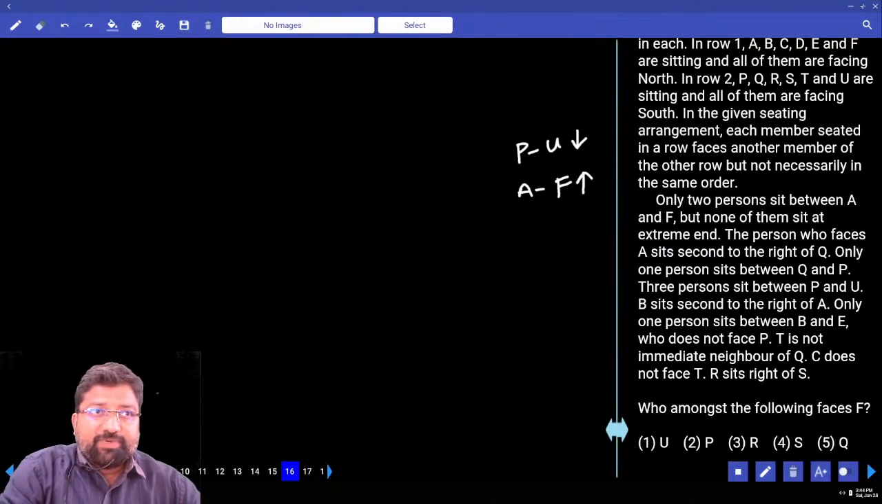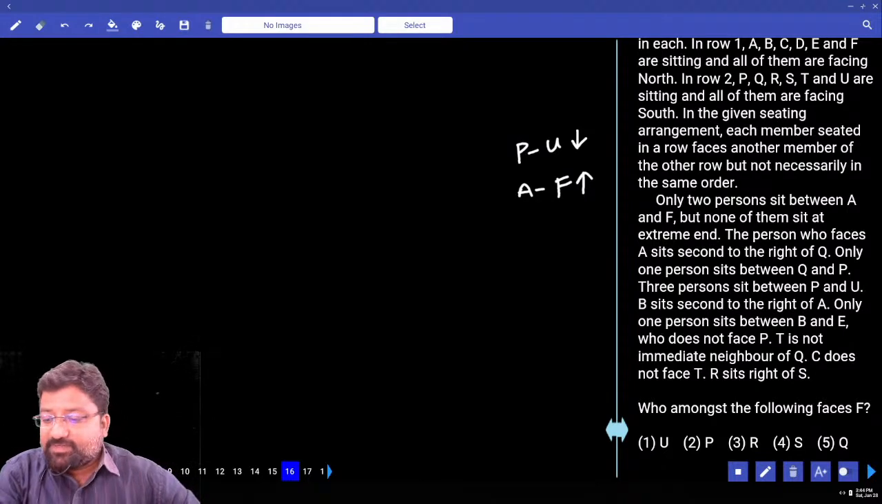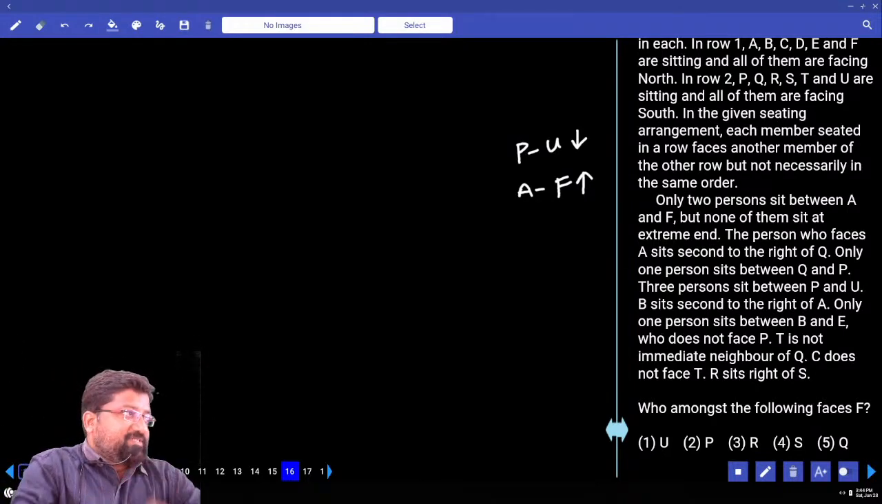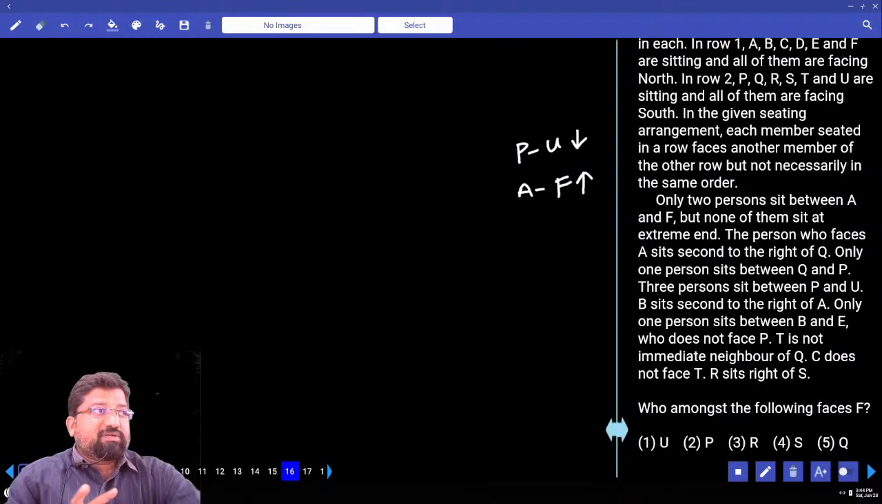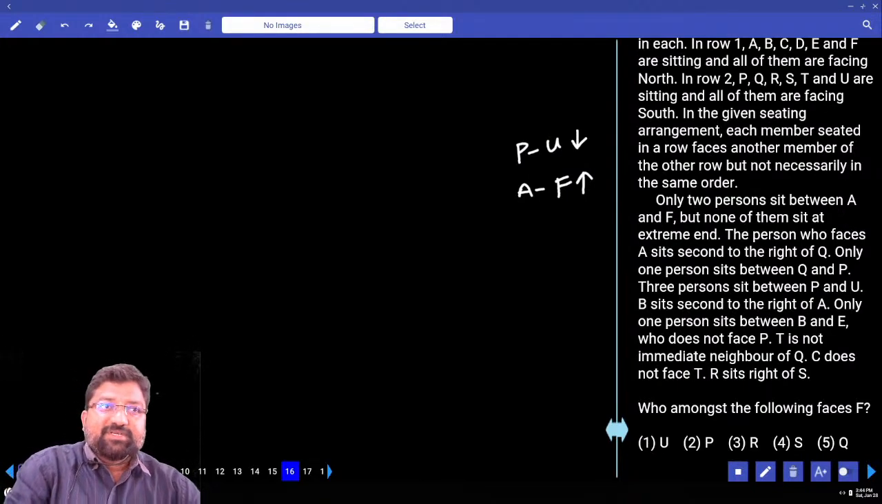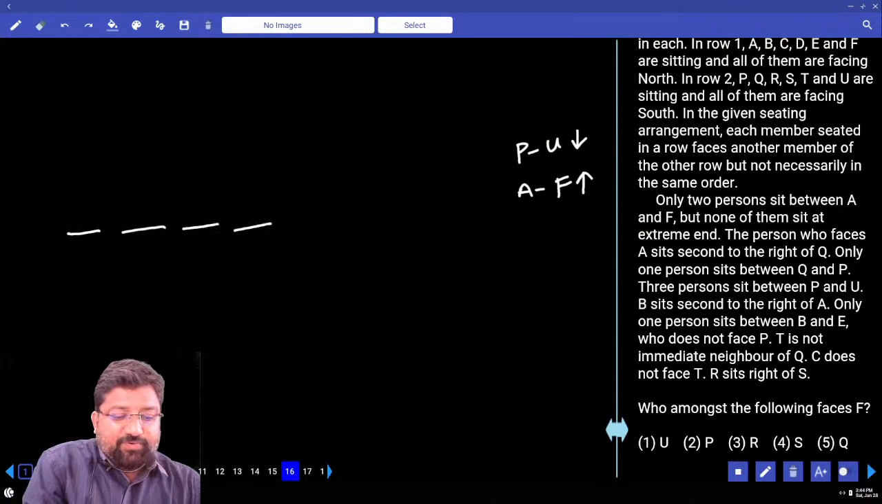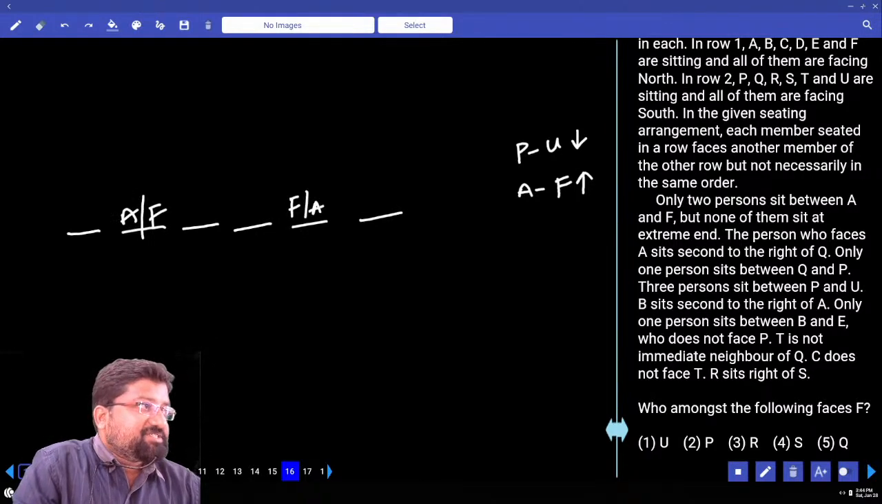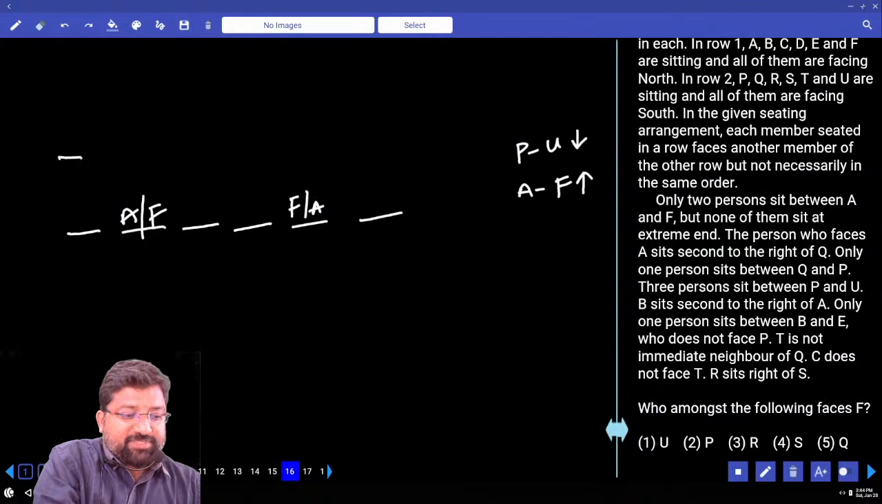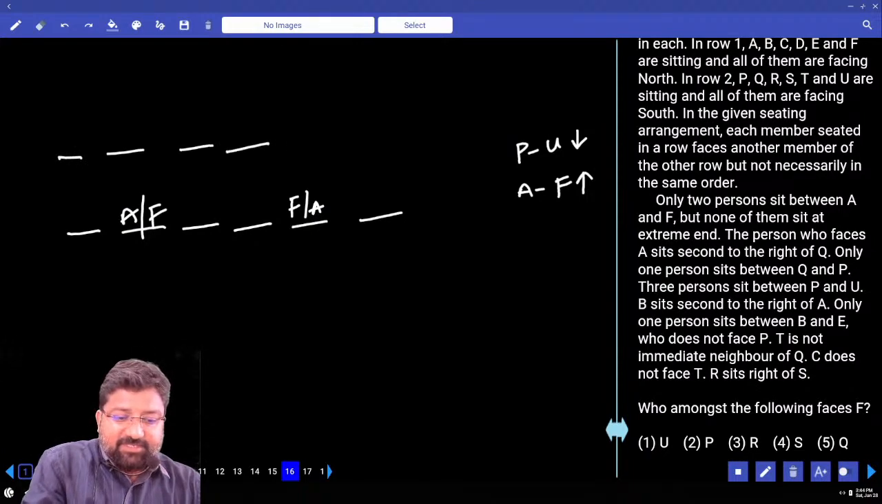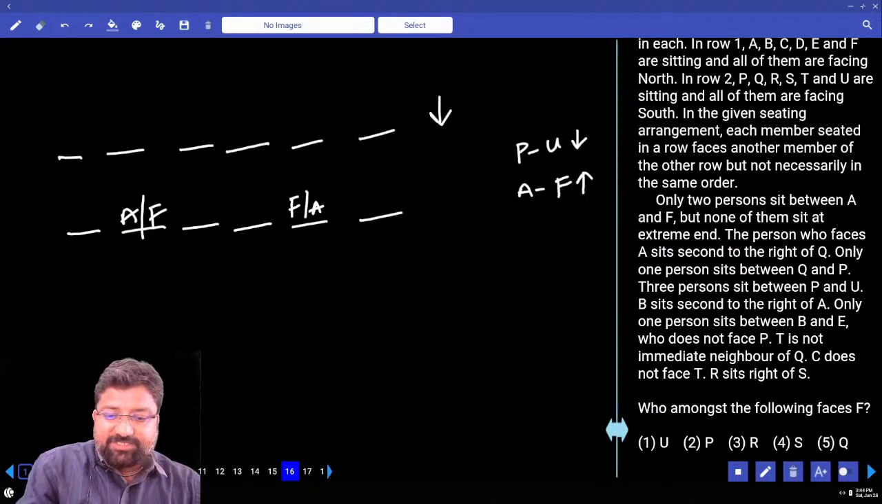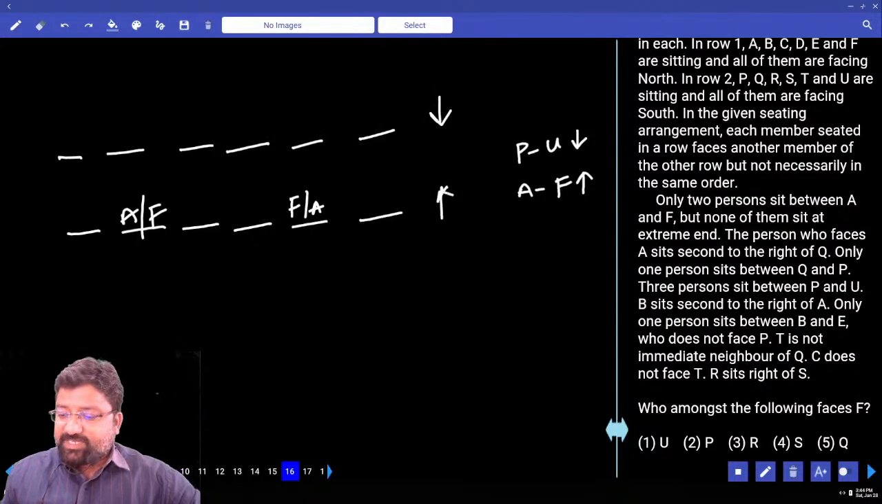So 2 persons between A and F. How many places will I cover? 4 places. And this clearly told us, but they are not sitting at the extreme ends. Obviously they'll have another neighbor. So how many places? 6 places. Done? So this is 1, 2, 3, 4, 5, 6. 2 persons sitting between A and F. I am not sure of the positions of A and F, and they are not sitting at the extreme ends. On the other side, opposite, will also have 6 other places, and this should be occupied by P, Q, R, S, T, U. Clear? What's the next point here?